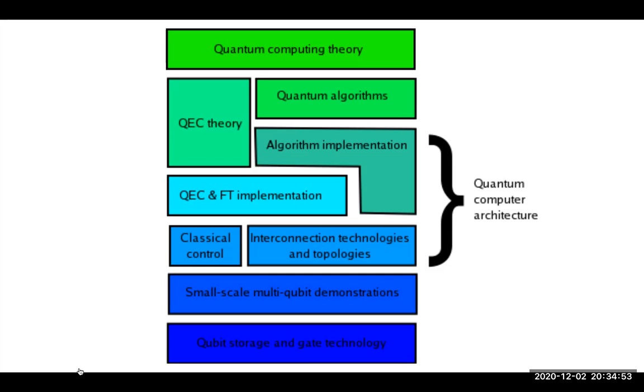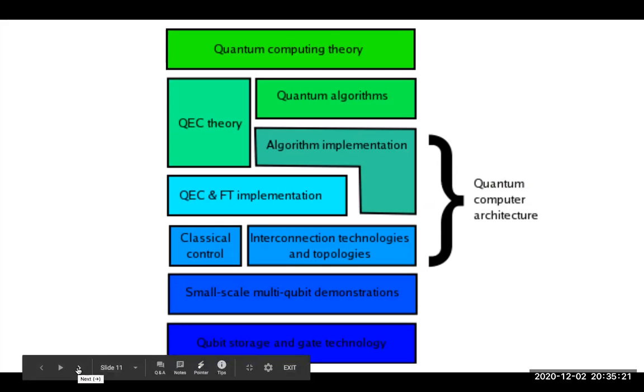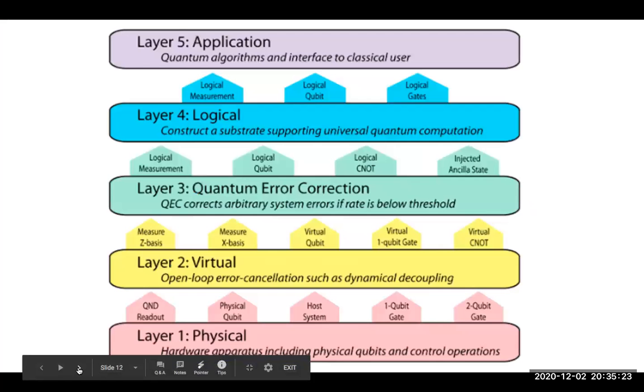At the bottommost layer, we have the qubit storage and gate technology. How do we calibrate it? Then we build a multi-qubit on the top of single qubit systems. And then the wiring comes in, the interconnection between quantum gates. Then we build error correction and signal processing. On the top of it, we will build algorithms. This is a slightly old model.